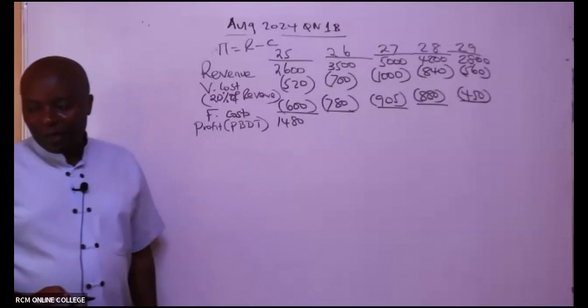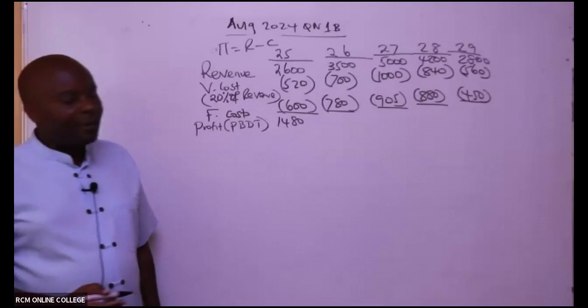Then we have here 3500 at 2020. I'm being given a figure of 2020.